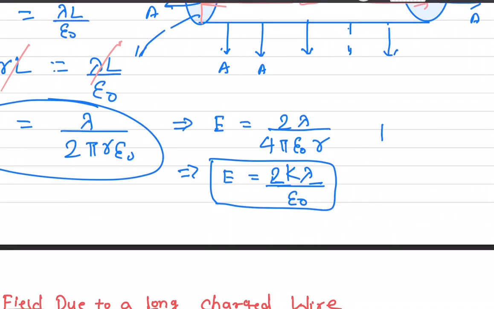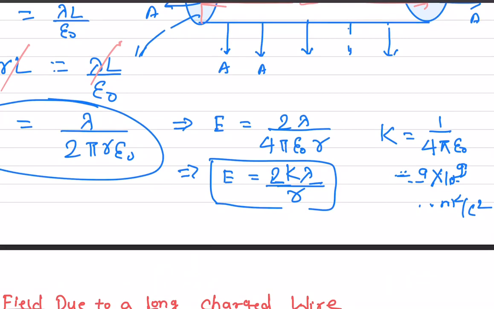What's the k here? I think my bad, it should be r here. This is 2k lambda over r. And what's the k there? The k is 1 over 4 pi epsilon naught, and as you know, the value of k is 9 times 10 to the 9 Newton meter square per coulomb square.